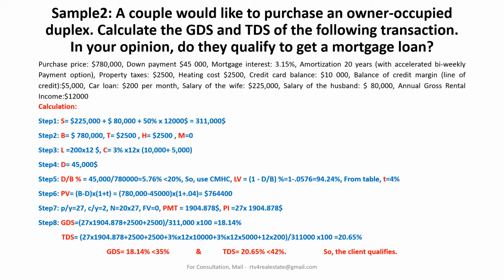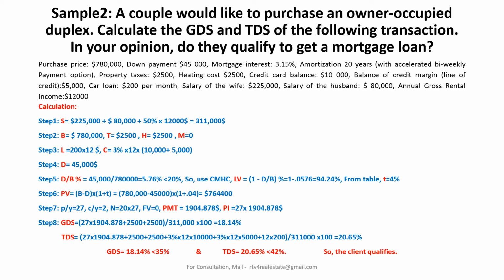of credit, $5,000, car loan, $200 per month, salary of the wife, $225,000, salary of the husband, $80,000, annual gross rental income, $12,000. Calculation. Step 1, S equals $225,000 plus $80,000 plus 50% of $12,000 equals $311,000. Step 2, B equals $780,000, D equals $2,500, H equals $2,500, M equals 0.